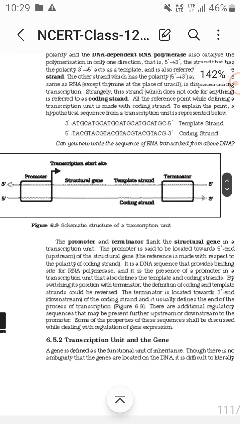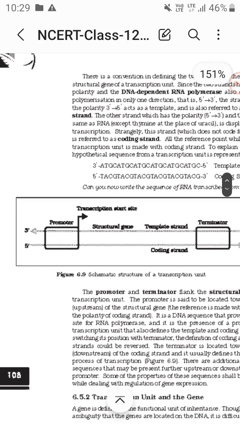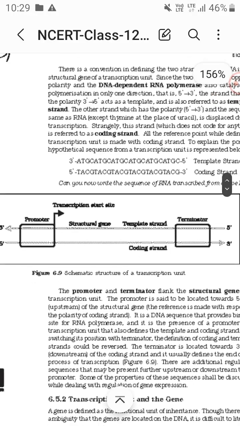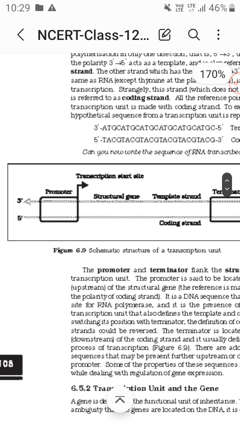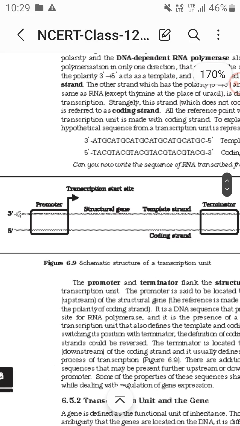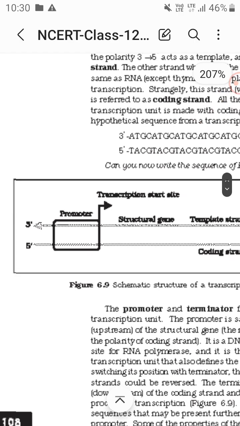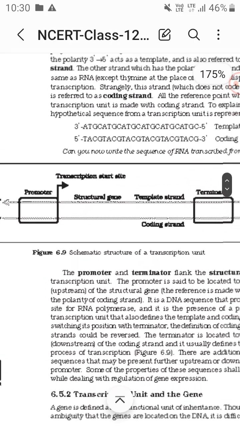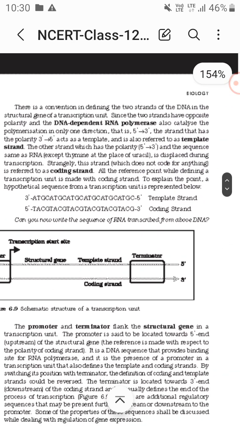In the schematic structure of a transcription unit, you see the coding strand and template strand on the top, and the structural gene between the promoter and terminator. At the 5' end of the coding strand is the promoter, and at the 3' end is the terminator. This is the transcription start site at the promoter.